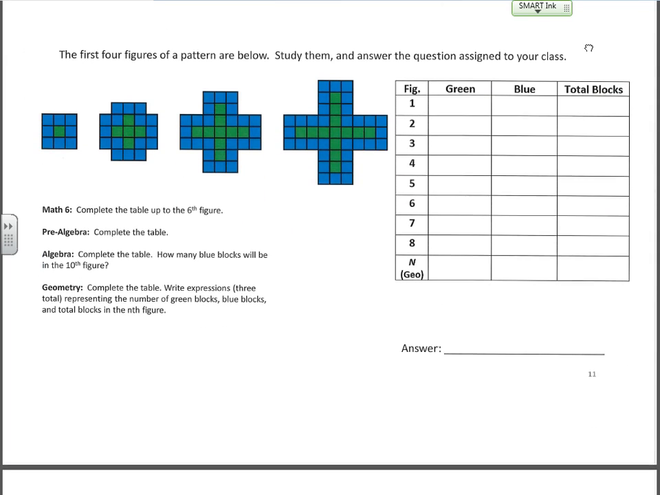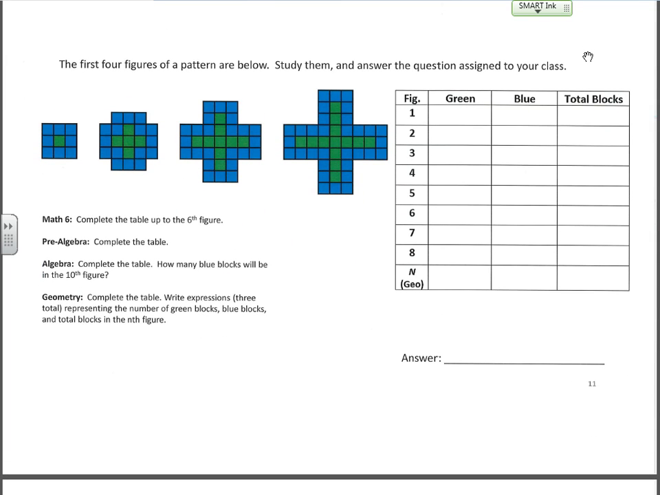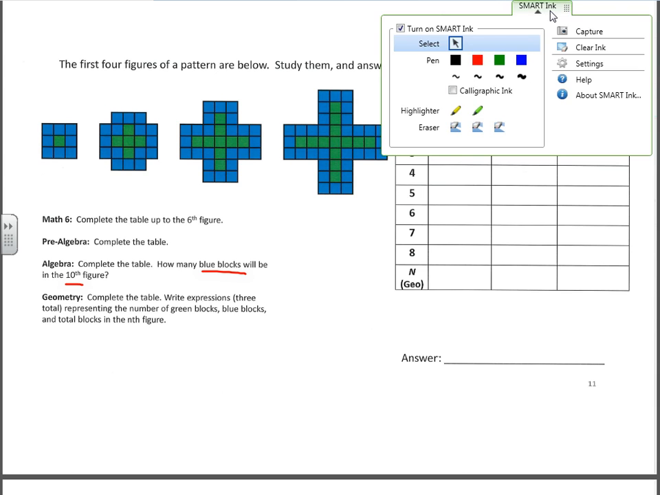Next page, pattern blocks. Taking a little bit of a step back, actually, in our pattern blocks. The last several that we've had, the patterns were not hidden, so to speak, but not easily seen. This one, the patterns are pretty straightforward once you start to fill out. So fill out the green column for the first 4 figures, the blue column for the first 4 figures, the total blocks for the first 4 figures, and I'm confident that with a little bit of study, you'll be able to identify that pattern and roll with it there. So complete the table through figure 8, and then your question for algebra, how many blue blocks will be in the 10th figure? Blue blocks in the 10th figure.